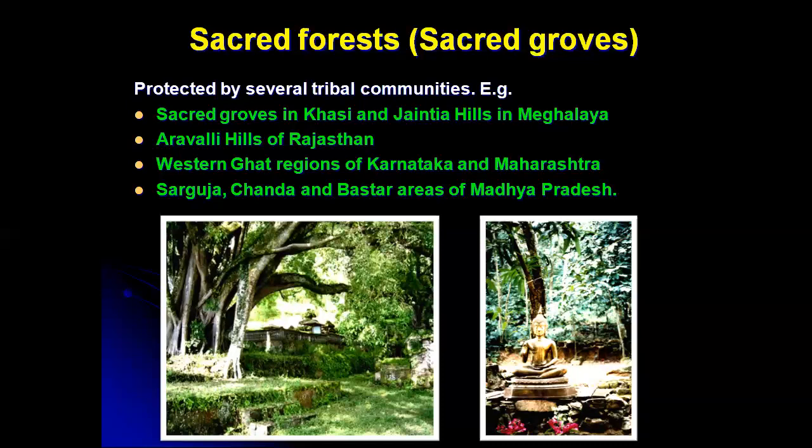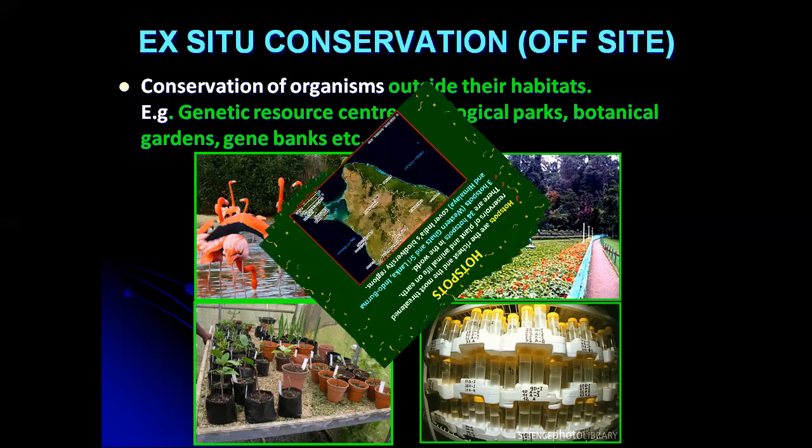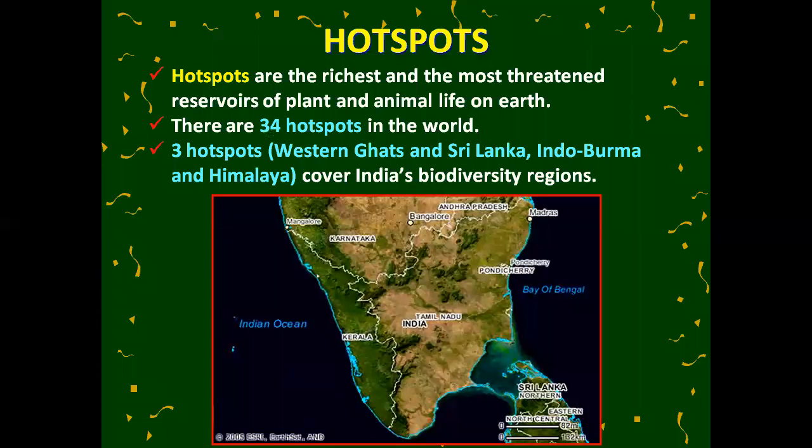Protected by several tribal communities, like sacred groves. We have some examples in India: Khasi and Jaintia hills in Meghalaya, Aravali hills of Rajasthan, the Western Ghat regions of Karnataka and Maharashtra, Sarguja, Chanda, and Bastar areas of Madhya Pradesh. Need to remember all these. So let's come to ex situ conservation, off-site collection, we can say, like genetic resource centers, zoological parks, botanical gardens, gene banks. In gene banks, we have seed gene banks also present there.